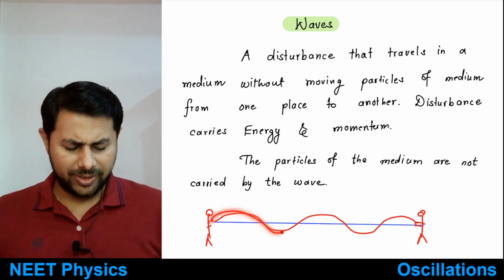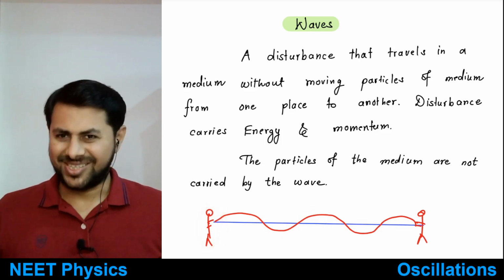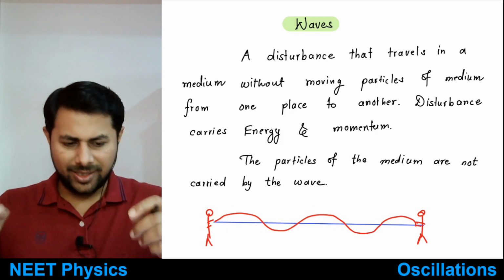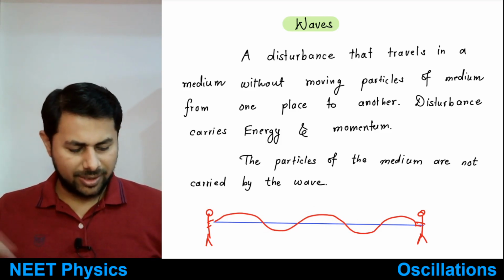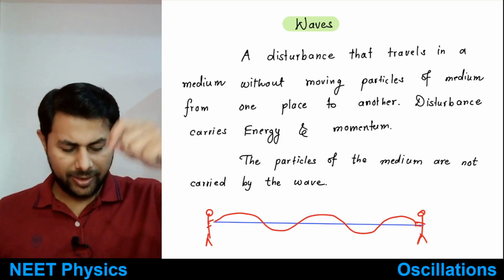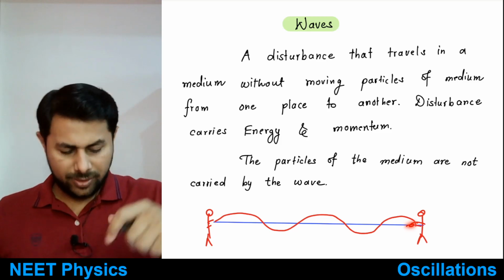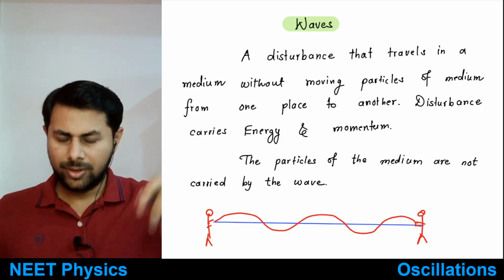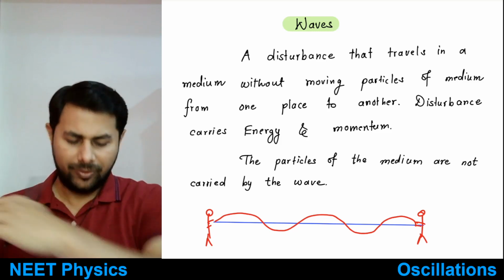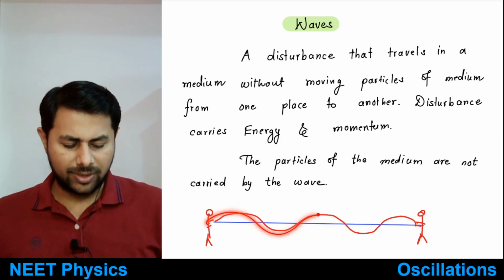Suppose you have a string, one end of that string is held by you and another end you pass to your friend, and suppose then you oscillate it. Then what happens? This kind of wave travels along the string, right? So this thing is known as a wave.